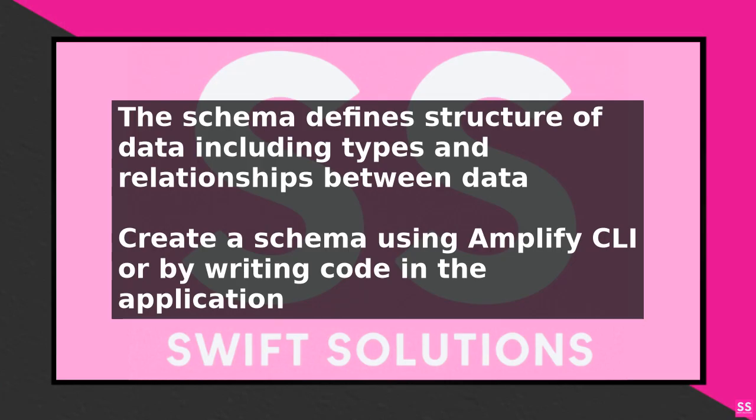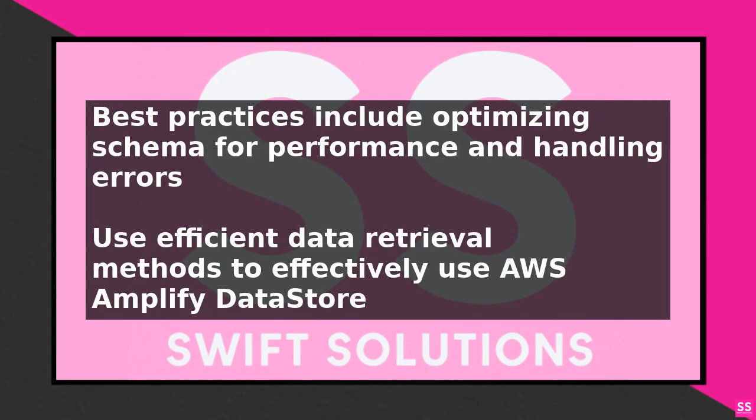Best practices for using AWS Amplify DataStore include optimizing your schema for performance, using efficient data retrieval methods, and handling errors and conflicts that may arise during data synchronization. By following these steps and best practices, you can effectively use AWS Amplify DataStore to store and manage data in your application, and take advantage of its scalability, security, and offline capabilities.